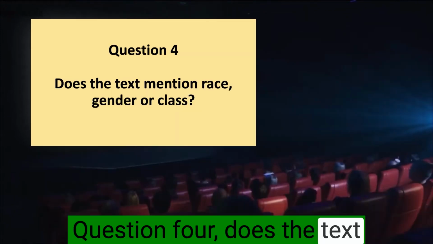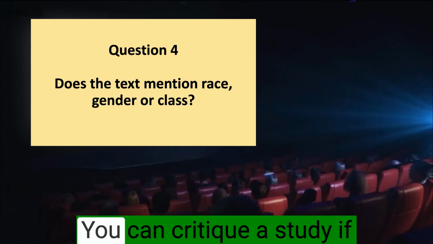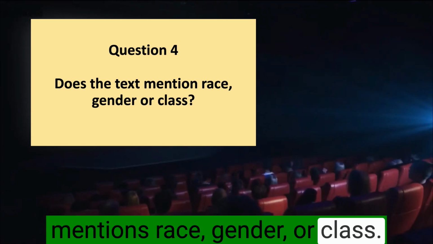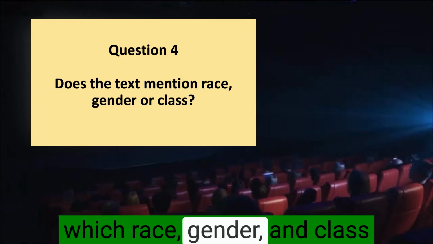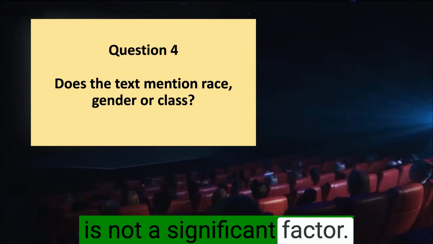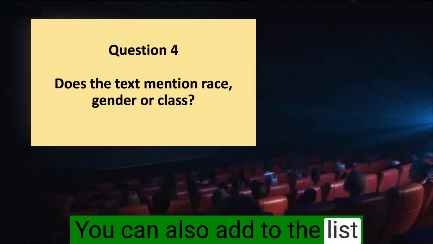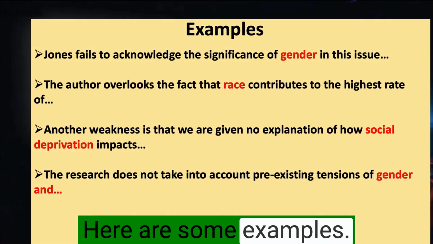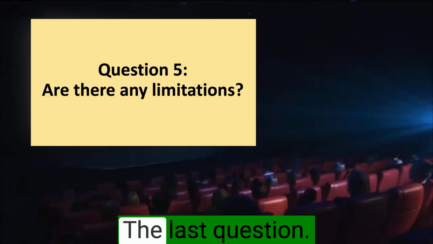Question 4. Does the text mention race, gender, or class? You can critique a study if it neglects or only barely mentions race, gender, or class. There are seldom issues in which race, gender, and class is not a significant factor. You can also add to the list age, disability, neurodiversity. Here are some examples.